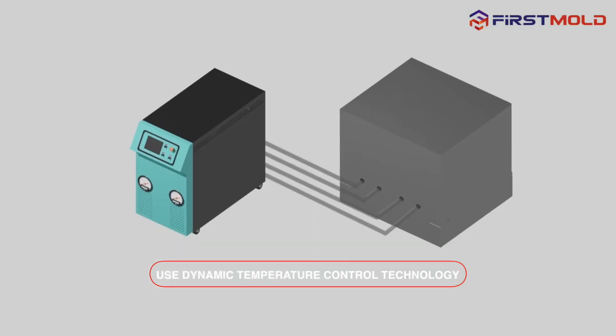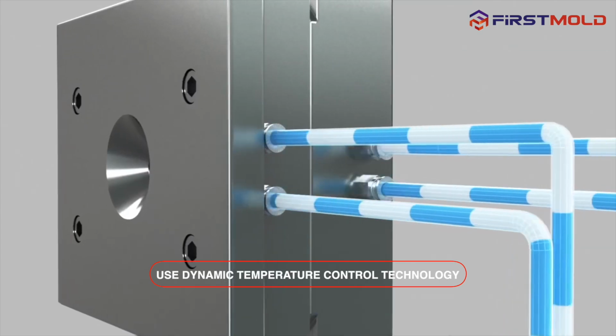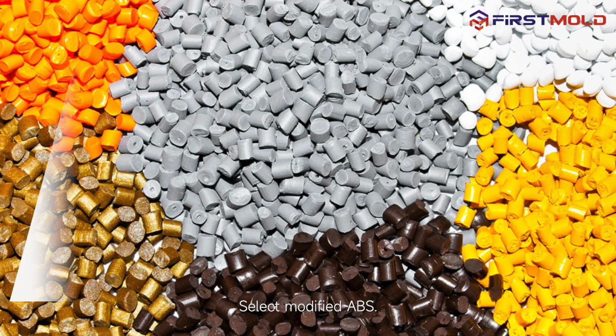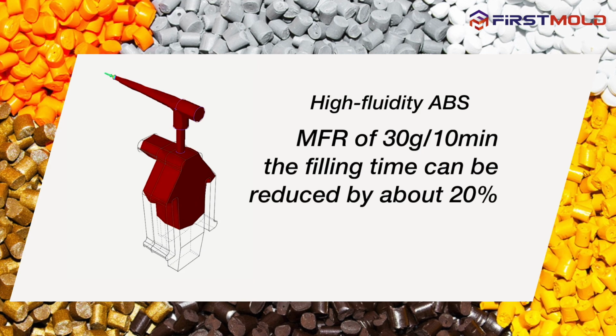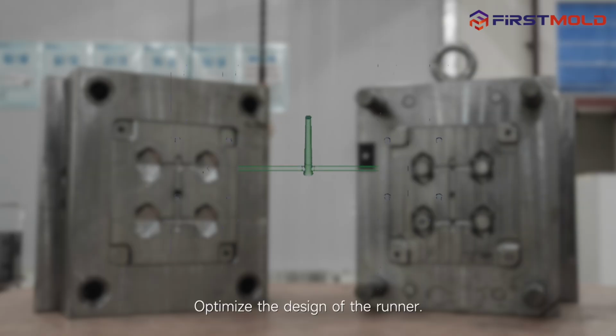1. Use dynamic temperature control technology. 2. Select modified ABS. 3. Optimize the design of the runner.